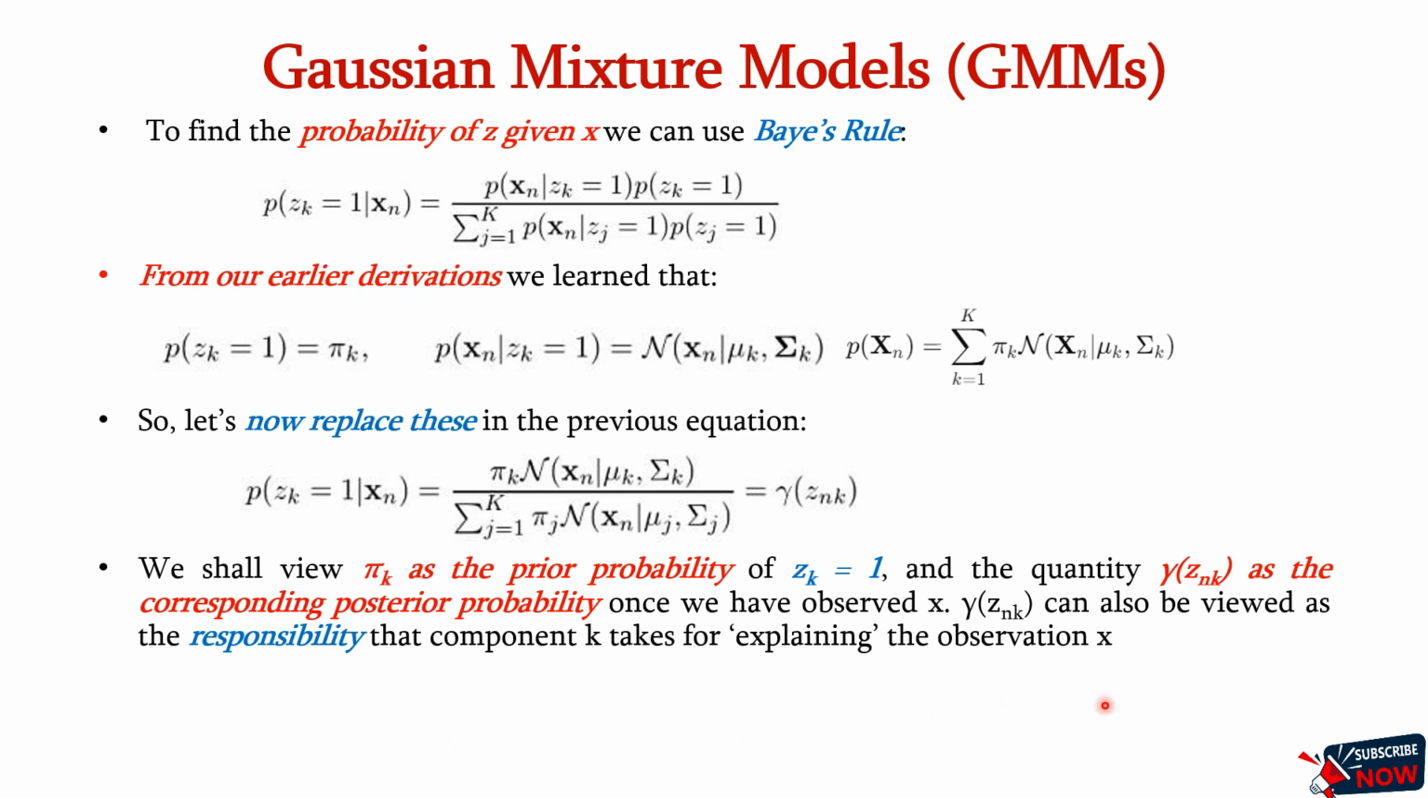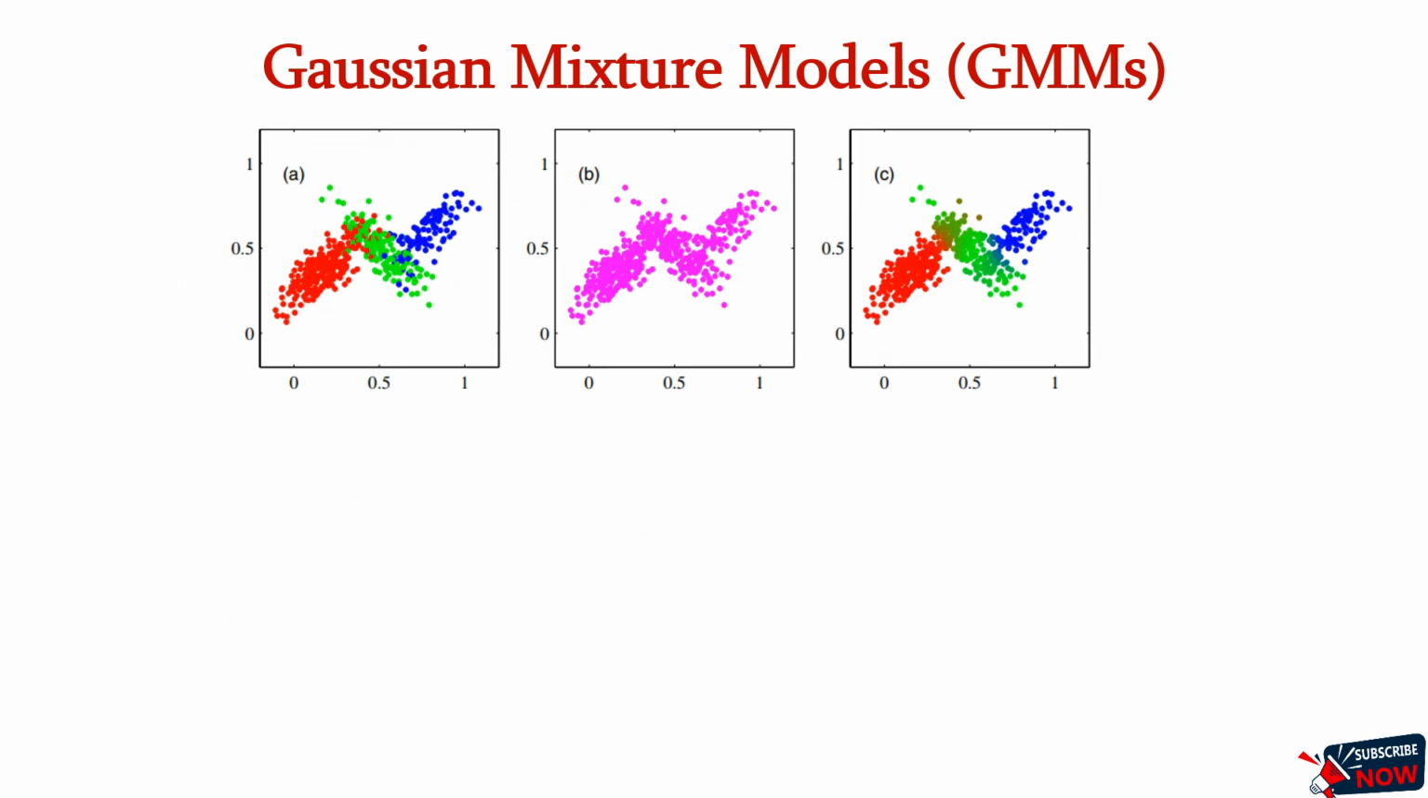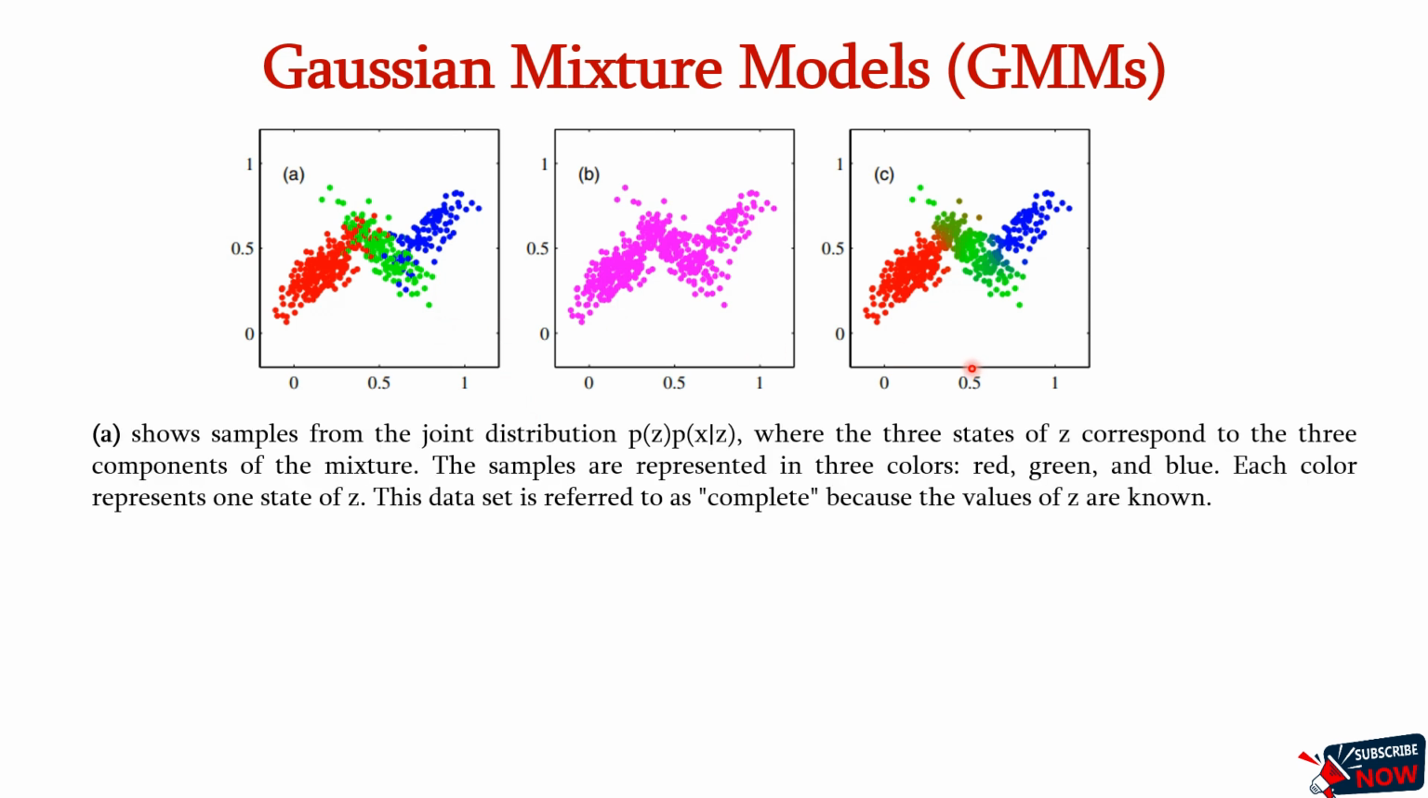Now let us understand the concept of Gaussian mixture models using these plots. So we have three plots A, B and C. In the plot A, we have the joint distribution P of Z into P of X given Z. This is called the prior probability, where the three states of Z correspond to three components of the mixture. The samples are represented in three colors, namely red, green and blue. Each color represents one state of Z, and this data set is referred to as complete because we are assuming the values of Z and it is known.